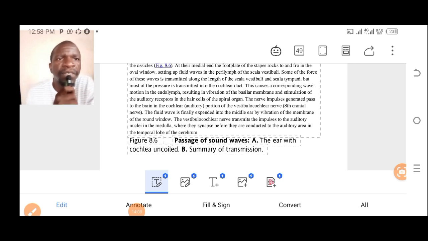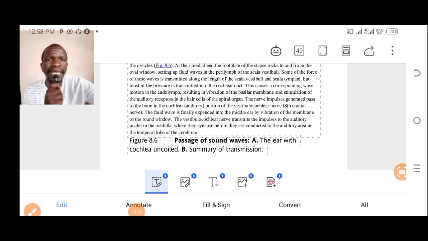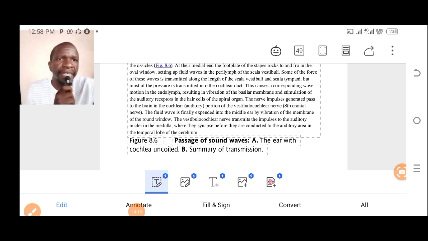Most of the pressure is transmitted into the cochlear duct. So the pressure is now going to be shifted to the cochlear duct from the scala tympani and the scala vestibuli. The pressure which is generated in the fluid waves is going to be directed to the cochlear duct. This causes a corresponding wave motion in the endolymph, resulting in vibration of the basilar membrane and stimulation of the auditory receptors in the hair cells of the spiral organ.